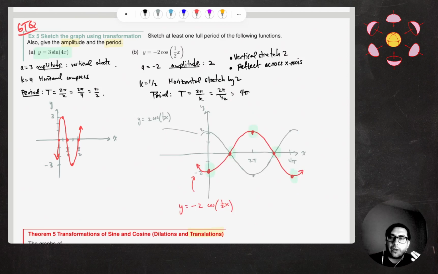So what I recommend is that you actually draw the graph of 2 cosine of 1/2 x. Basically, ignore the minus sign until the end, because you should kind of know what cosine does, right? Cosine starts at the top, then it goes down and then back up. Notice that I used that the period is 4 pi, and then I cut it in half. 4 pi cut in half is 2 pi, and then I cut that in half and in half again.